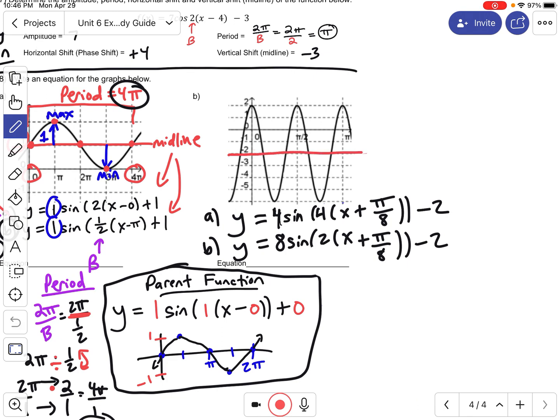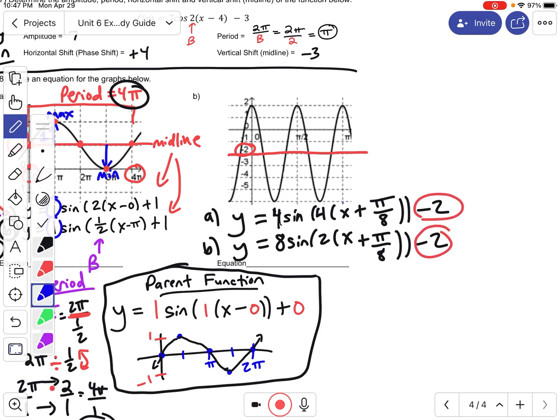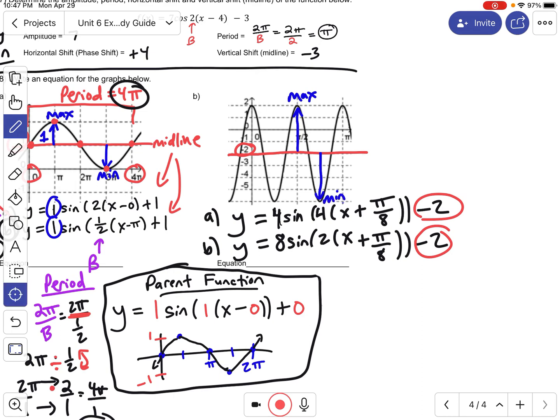Now, if I draw the midline here at -2, that's definitely something that is the same on both. But checking for the amplitude, that would be the distance from the midline to the maximum and the minimum. And from here, the midline, it goes up 1, 2, 3, 4 to the maximum, and down 4 as well to the minimum. And so that would mean that the amplitude is 4. And so this one would be the right answer.